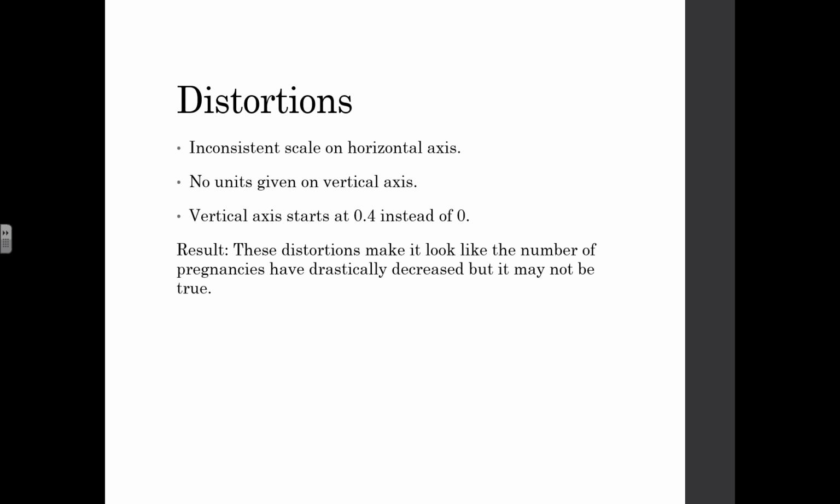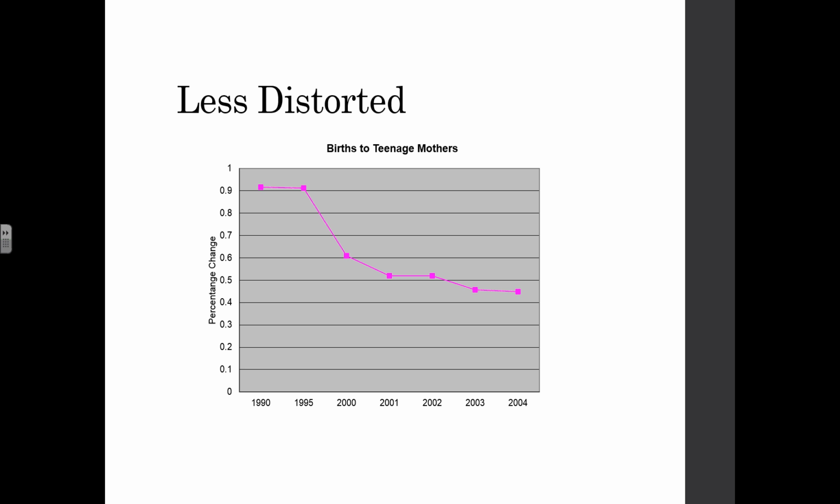So these distortions make it look like the number of pregnancies has drastically decreased, but it may not actually be true. Here's a slightly less distorted view of this. You can see the horizontal axis is still not accurate, but the vertical axis shows a percentage change, so you know what you're looking at now, and it also starts at 0.